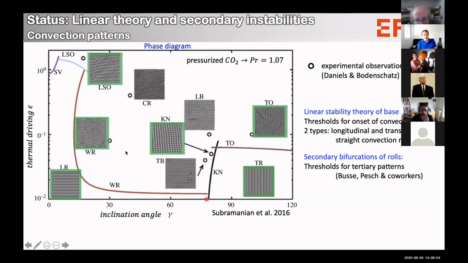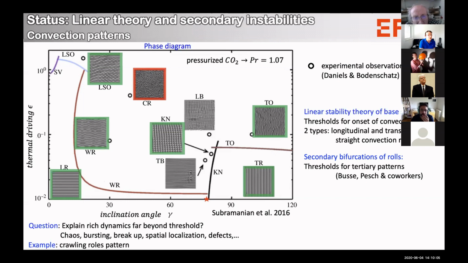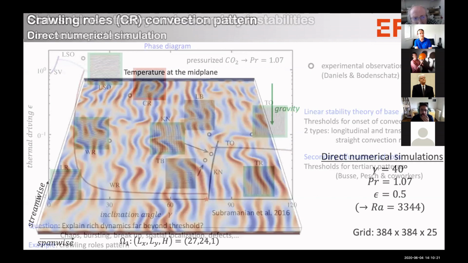But what about patterns which are not related to secondary bifurcations and are far from threshold? And there I want to give you an example. I want to discuss these crawling roll patterns. So that's an example for these rich dynamics far above threshold, where we have chaos, bursting, spatial localization, and so on and so forth. Okay, so let me start by simply showing you a numerical simulation of this crawling roll pattern. So this is the simulation.